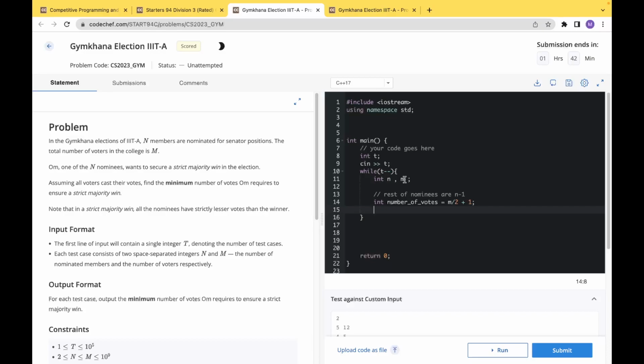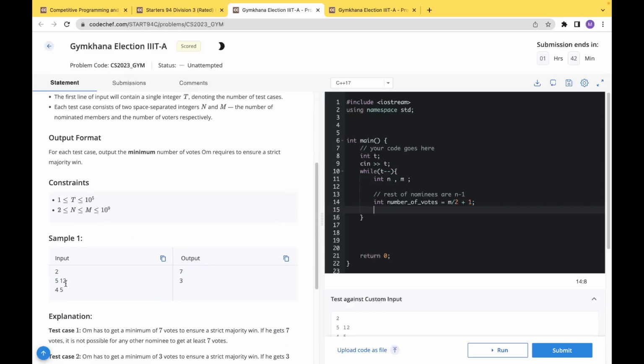Why? Because the votes between Om and rest of the nominees, we are just dividing the total number of votes between them. Just take the rest of the nominees as one entity and Om as one entity. So we are having two entities. That's why we are dividing it by 2, so that we are equally dividing it and we need at least one more vote, right? And the rest of the nominees will have one vote less than them. Like it's the best case, right? So I think it's clear.